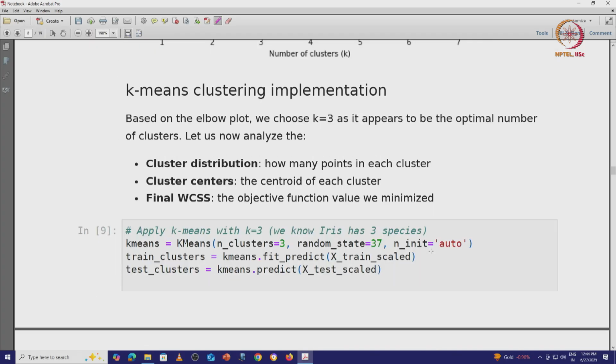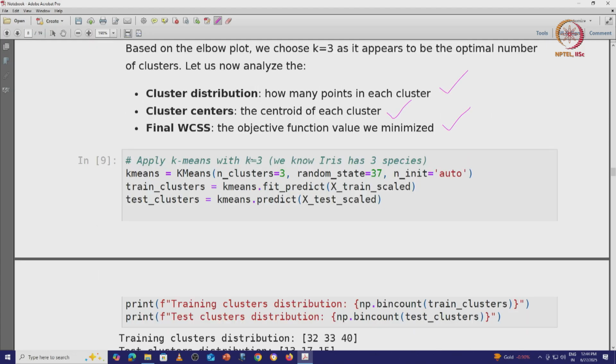So based on the elbow plot, we choose k equals 3 as it appears to be the optimal number of clusters. Let's now analyze the distribution of clusters: how many points are there in each cluster, what's the centroid of every cluster, and the final within cluster sum of squares. We are applying k-means with k equals 3. In this case we know the iris data set has 3 species. First we have to fit predict.